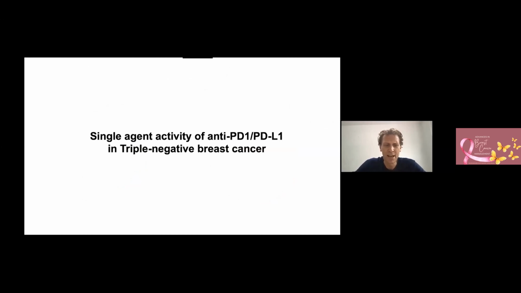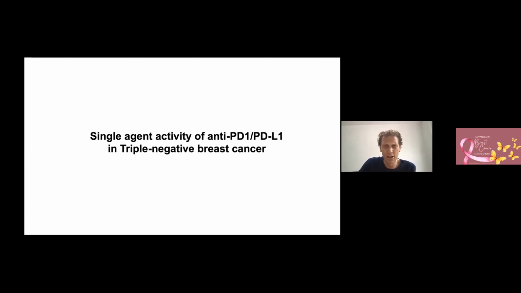Is there any single agent activity with immune checkpoint inhibitor in triple-negative breast cancer? Well, initially that was doubted, but when we did the trials, we were very pleased to see that activity. And there are 3 things we can learn from those very first studies. The first thing is there's single agent activity, and there was up to 25% in patients who had no prior therapy. So clearly encouraging single agent activity with atezolizumab or pembrolizumab.